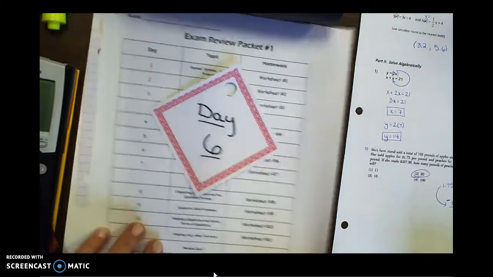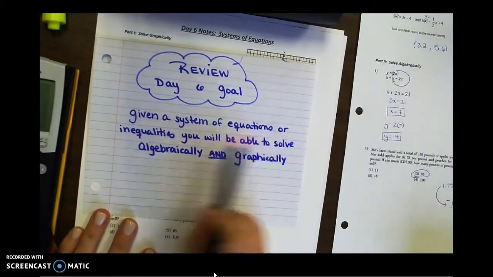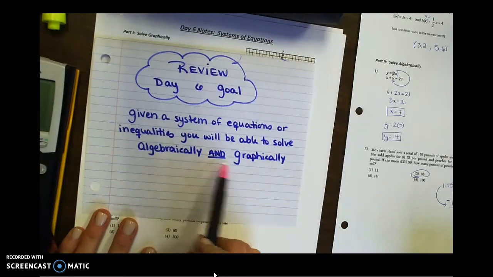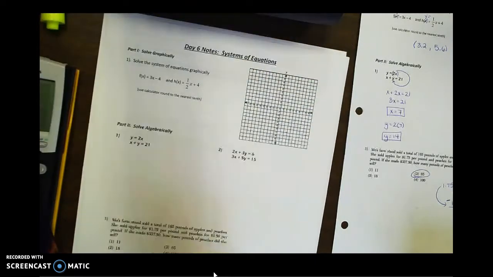All right, for day 6, our goal for today: given a system of equations or inequalities, you will be able to solve algebraically and graphically. All right, so let's hop right into it. So we're going to start by solving our systems graphically.